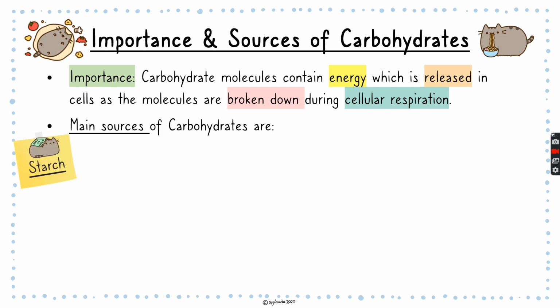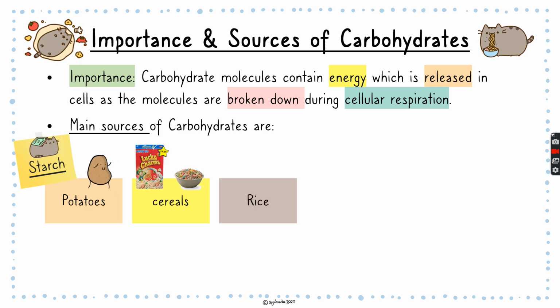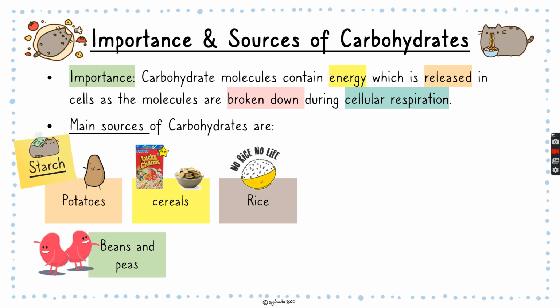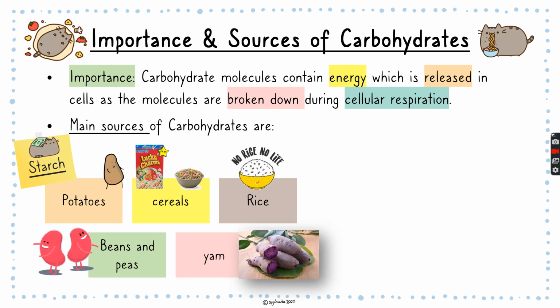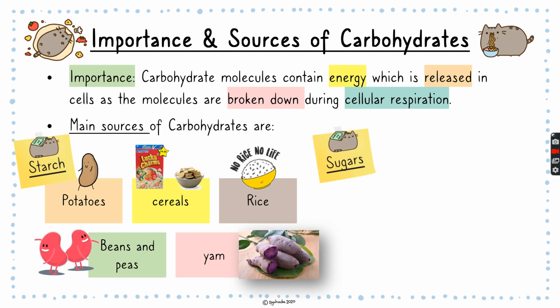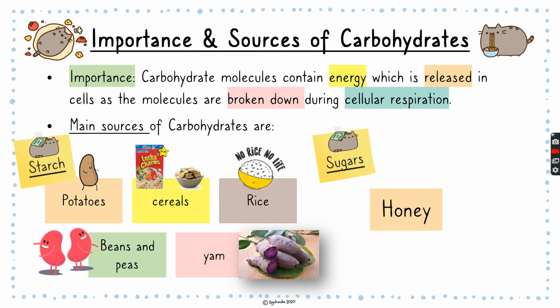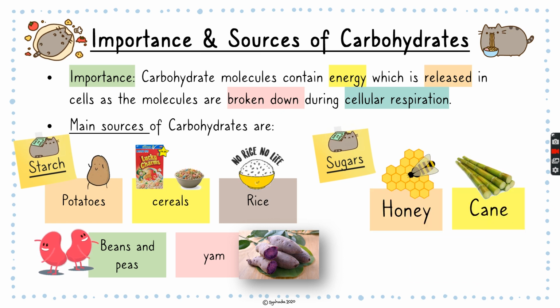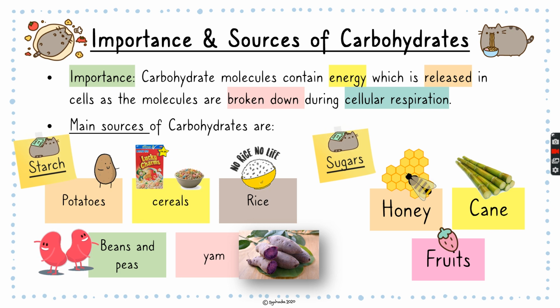Where can we find carbohydrates? There are two types of carbohydrates we're going to look at. The polysaccharides, the bigger ones, we get from starch, like potatoes, cereals, rice, beans and peas, and yam. Whereas the sugars, like your simple sugars, or your monosaccharides and disaccharides, you get from honey, sugarcane, and fruits.